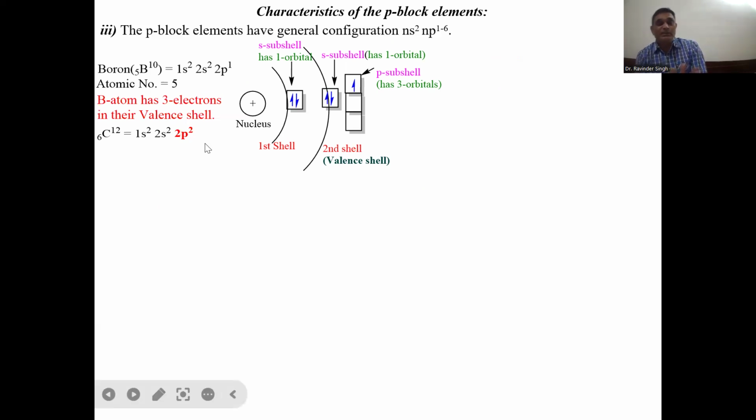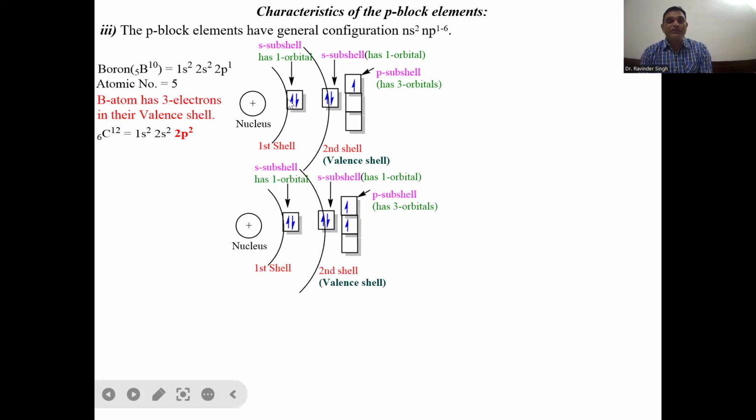As we are moving from left to right in the periodic table, from boron to carbon, you can see the number of shells remains the same. In boron, there are only 2 shells, first shell and second shell. In carbon also, there are only 2 shells. Our configuration of carbon is 1s2, 2s2, 2p2, with one more electron in the 2p as compared to boron, because the atomic number of boron is 5 and the atomic number of carbon is 6. So one more electron enters into the 2p.